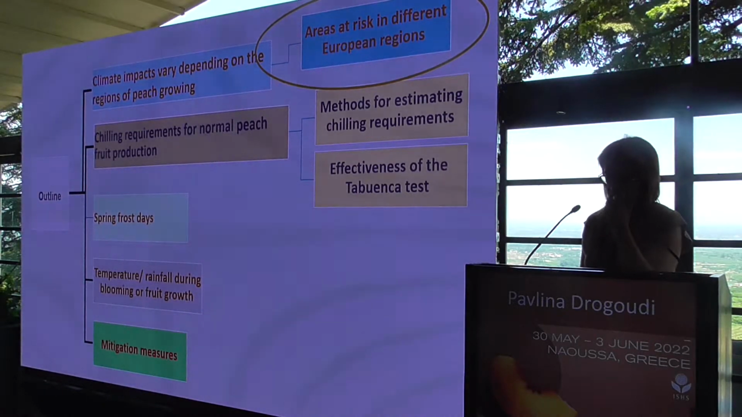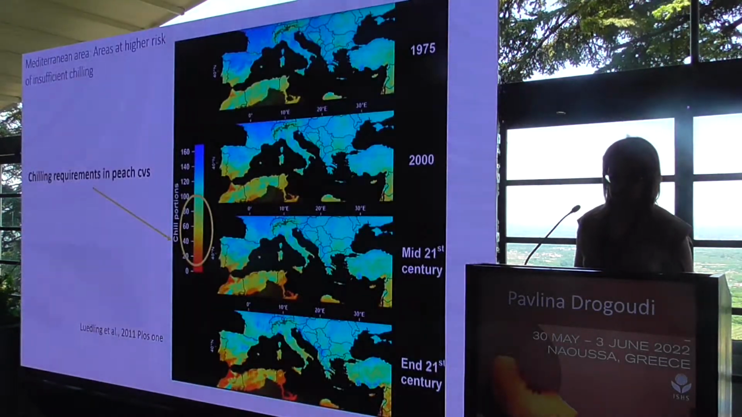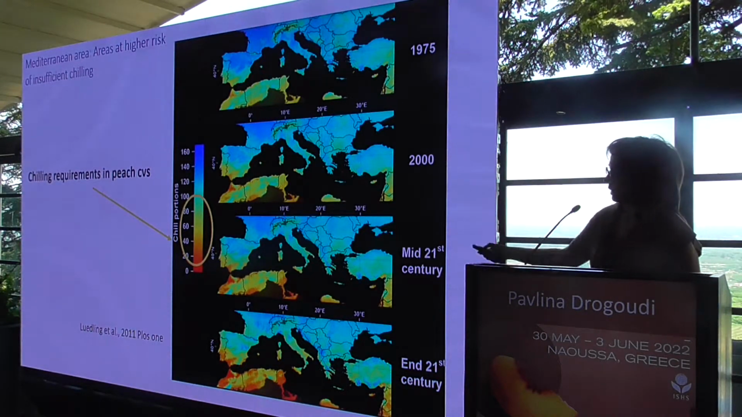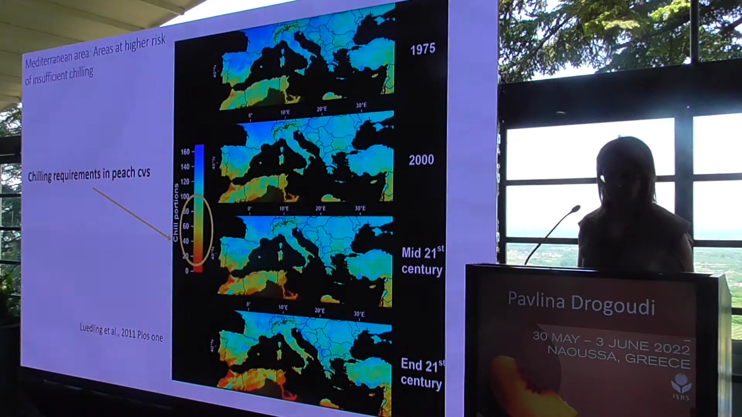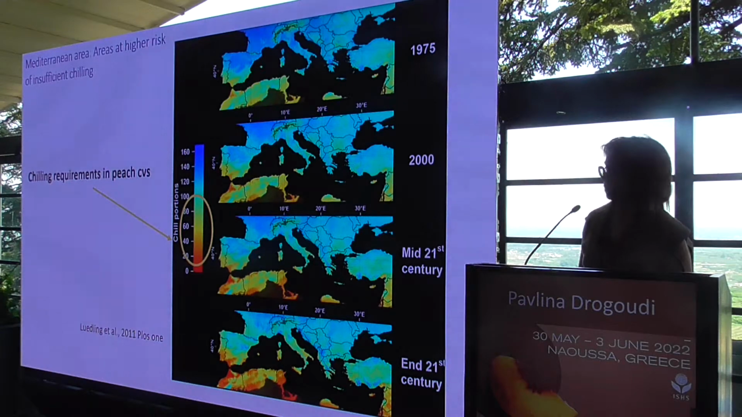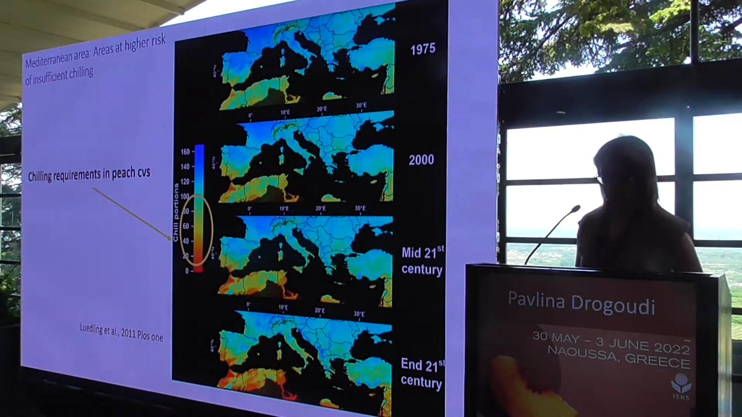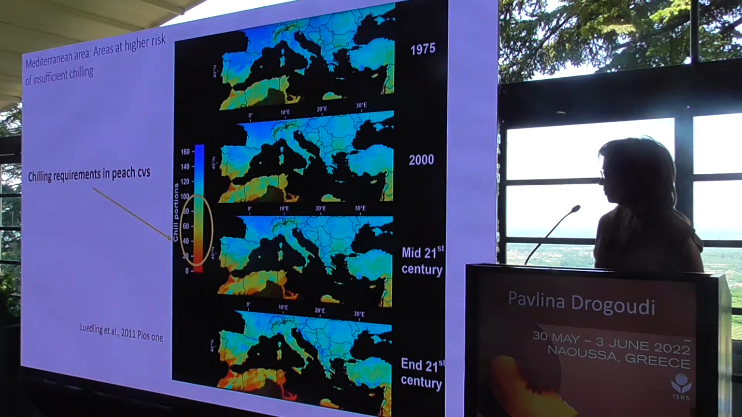Now I will move to the European regions, and this picture here shows the chilling requirements in peach cultivars, which could be from 10 to 100, shown in yellow and red. The places in the graphs where blue is the color are the ones that will have safe winter chilling. The Mediterranean area is one of those with a higher risk.